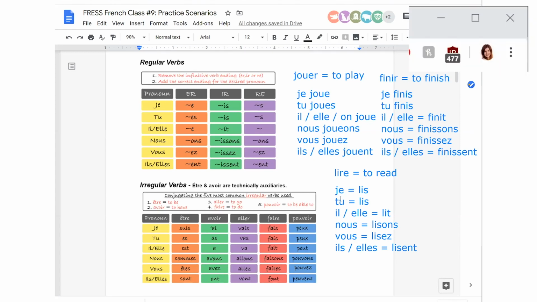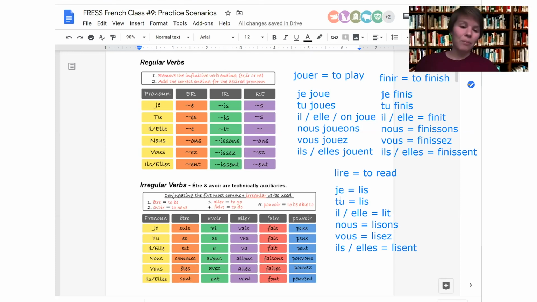Okay, I'll start again. Je peux, tu peux, il, elle, on peut, nous pouvons, vous pouvez, ils, elles peuvent. Good. My least favorite is the peuvent, like il, elle peuvent, because to me that's a very strange sound to make. But that was really, really good, Lara.